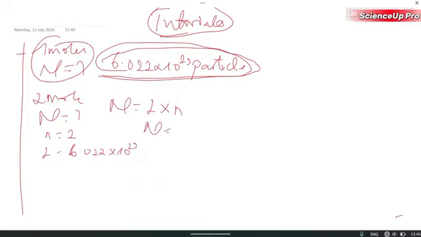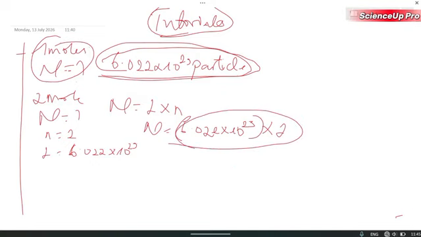Number of particles is equal to 6.022 times 10 to the power 23, all these times the number of moles, which is 2, right? You multiply this by 2 and your answer is going to come out. After having your answer, it is going to have a unit known as particles, because you were asked to look for the number of particles. So you calculate your answer as a numerical value and put it in terms of particles.